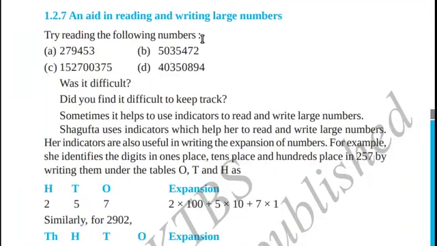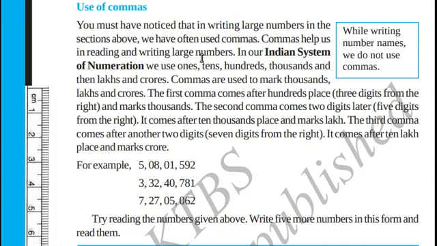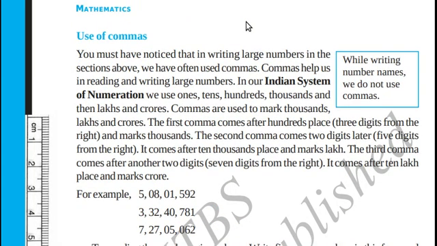An aid in reading and writing large numbers. Can you read the following numbers? Yeah, it is difficult to read and write these numbers. So how do we keep track of this? Use of commas. You might have noticed in the earlier presentation, I wrote 1 lakh with the help of commas. Reading and writing large numbers with the help of commas is very useful. In our Indian system of numeration, we use ones, tens, hundreds, thousands, then lakhs, finally crores. Commas are used to mark the thousands, lakhs and crores.